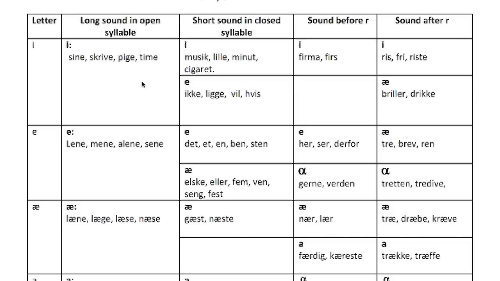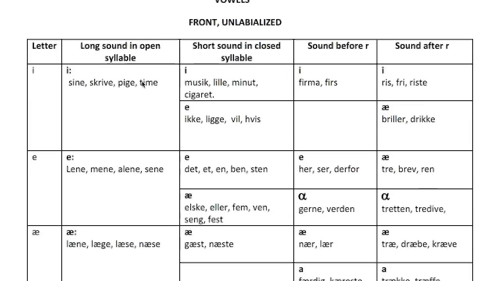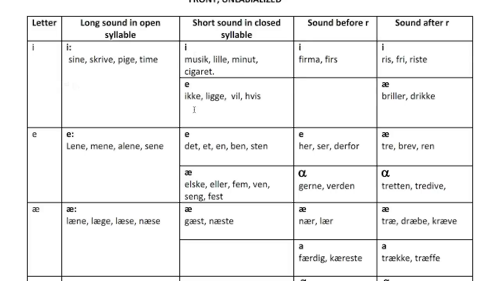One of the most important principles in Danish pronunciation is that Danish vowels can change to the next one when the syllable is closed. That is to say, we have this letter, but the sound will correspond to the second letter in the row. That is to say, it will be more open than the first one. So I pronounce I and E. So let's try. And it will be short. Ikke, ligge, vil, hvis.